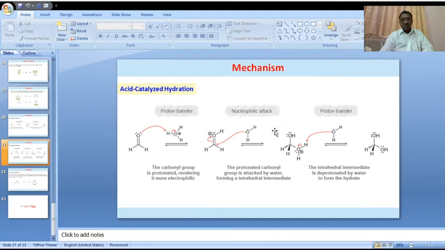Finally, here is the tetrahedral intermediate. From this intermediate, a hydrogen is abstracted by another mole of water molecule. Here it is also a proton transfer step. The first step is a proton transfer step, and the last step is also a proton transfer step.